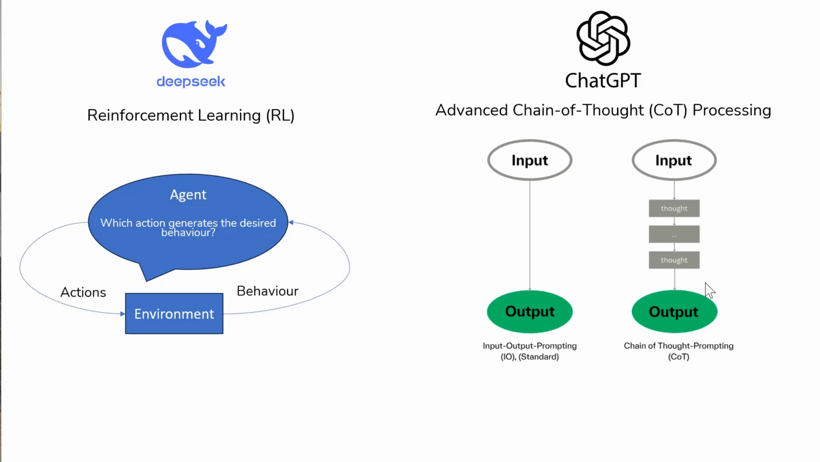In the standard way, you give input and you get output. But in COT, the input goes through multiple steps and the output is generated based on those steps.